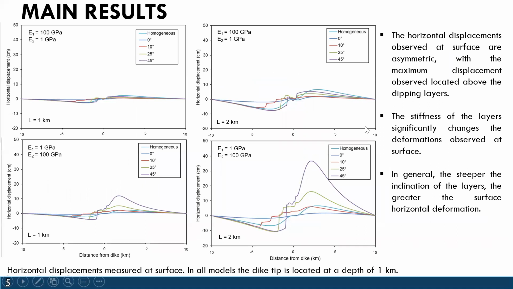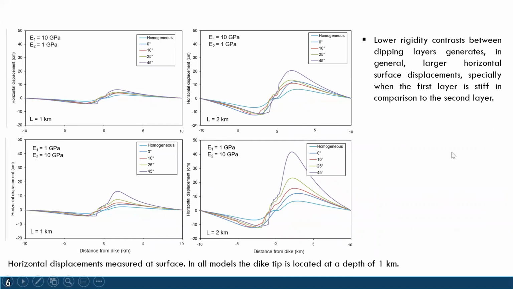Our main results show that the horizontal displacements observed at surface are asymmetric, with the maximum displacement located above the dipping layers. The stiffness of the layer significantly changes the deformation observed at surface, and in general, the steeper the inclination of the layers, the greater the surface horizontal deformation. When we model the inclined layers with lower Young moduli ratios, we observe that lower rigidity contrast between dipping layers generates, in general, larger horizontal surface displacement, especially when the first layer is stiff in comparison to the second layer.